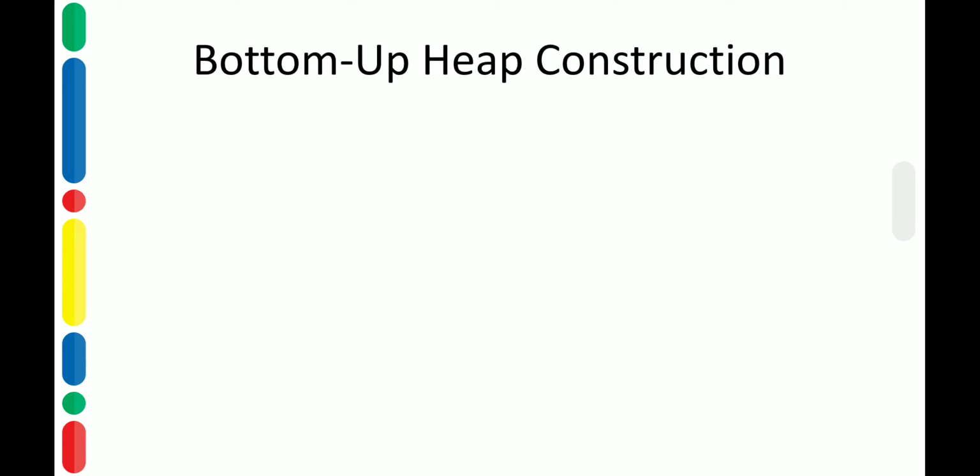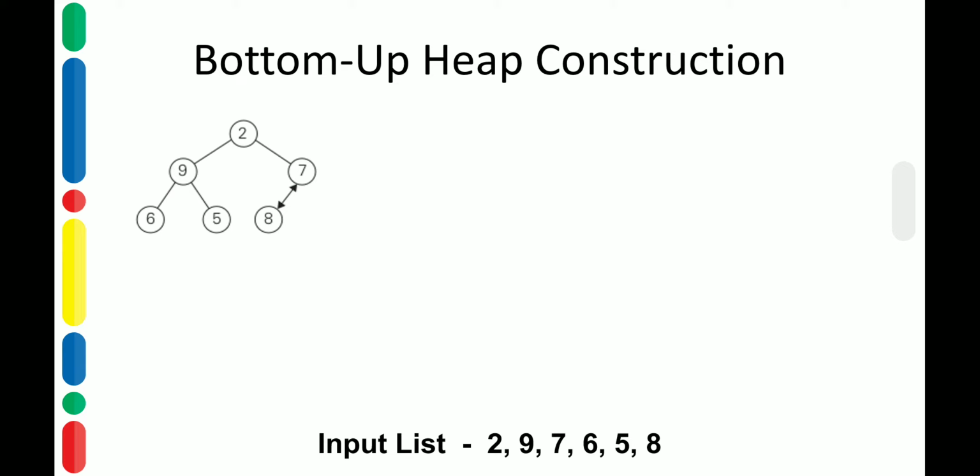Okay, so let's look at an example. Suppose I am given an input list of elements 2, 9, 7, 6, 5, 8 and I am required to construct a heap using the bottom-up heap construction approach. So what I am going to do is simply include all these elements into a binary tree according to the input order. So 2 will be made the root, 9 will be made the left child of 2, and then in the next position we will insert 7. Then 6 will be made the left child of 9 and so on. You can see here, the elements have been inserted in the input list order.